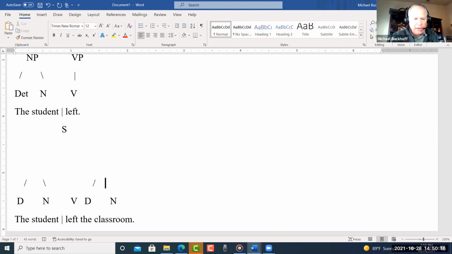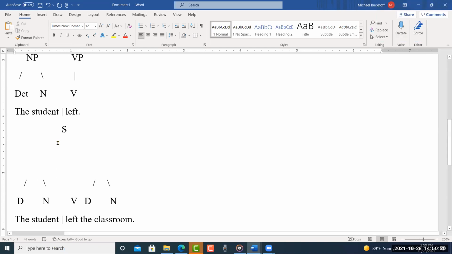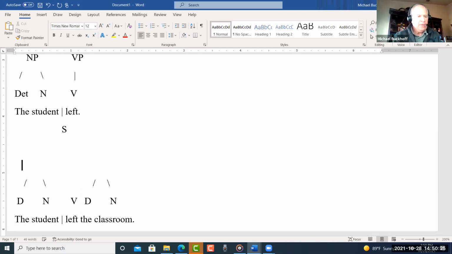Can you guys see this okay? It's not too small, the font, right? Is this okay? Yes, it's good. Okay, good. Thank you. Okay, so then we're going to call this a noun phrase. And we're going to call this one a noun phrase. That's what they are, right?